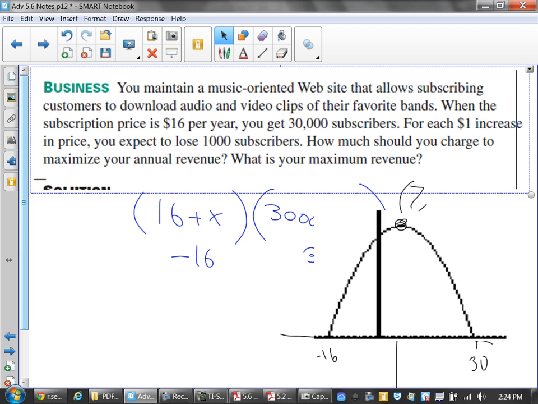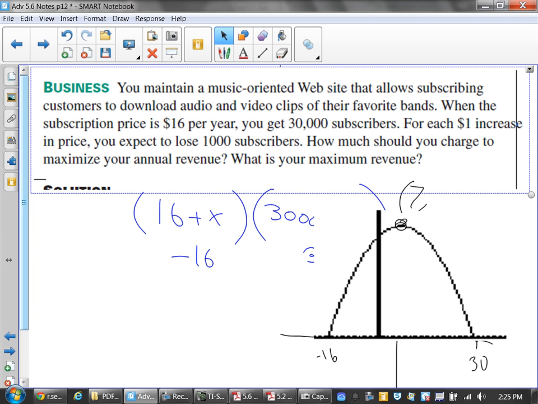You have that many subscribers. That model tells you what your revenue is going to equal. That's your maximum revenue. When you add $7 to your 16, it gives you that much revenue. The calculate button on a calculator helps you to find maximums or minimums. Yes, there are other ways to do it.